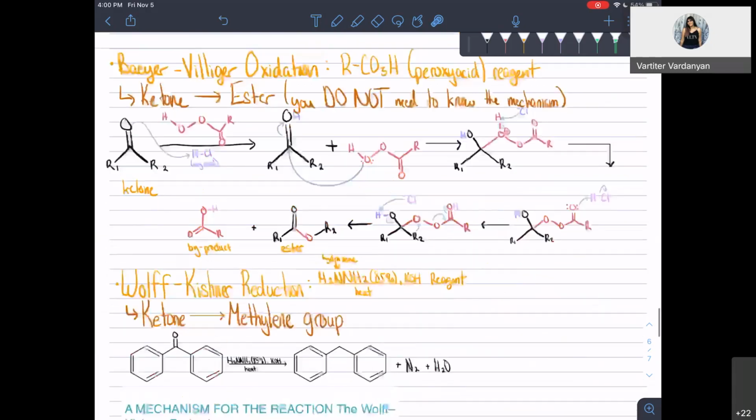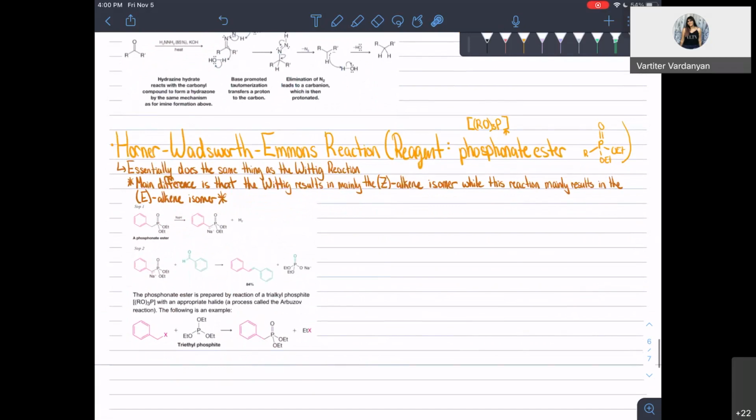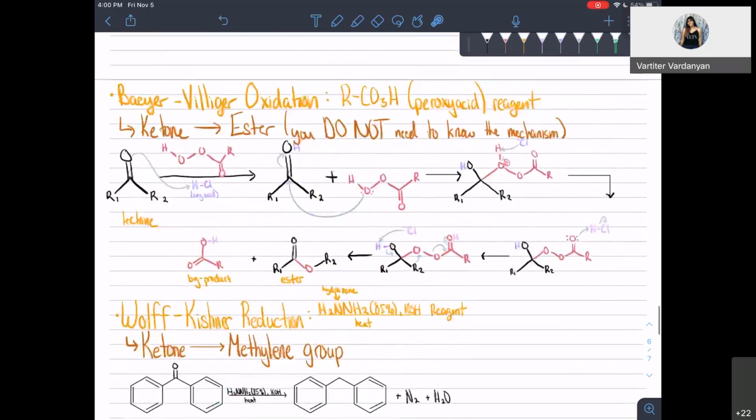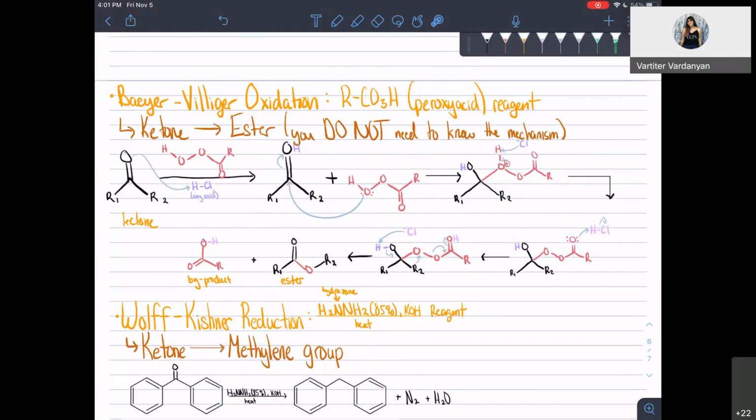Okay, there's 3 more reactions, and I apologize. The Baeyer-Villiger oxidation reaction. The reagent for this is a peroxy acid. This is your formula for a peroxy acid, your basic one, and I drew out what it looks like. Essentially, all you need to know about the Baeyer-Villiger oxidation reaction is that it takes a ketone and turns it into an ester.